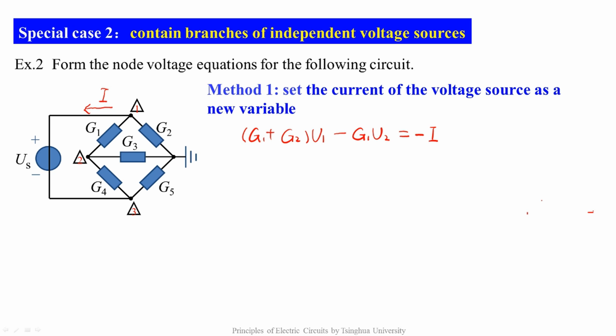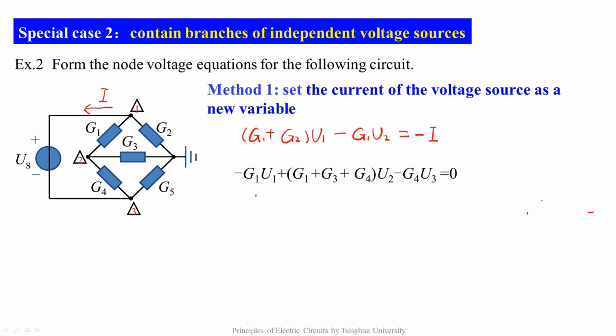Well, next we write the equation for node 2. It's simple because all the branches connected to node 2 are pure resistors. So its node voltage equation should be like this. The mutual conductance with node 1 is minus G1. The self-conductance is G1 plus G3 plus G4, and the mutual conductance with node 3 is minus G4. On the right side, the sum of the current sources flowing into node 2 is 0.